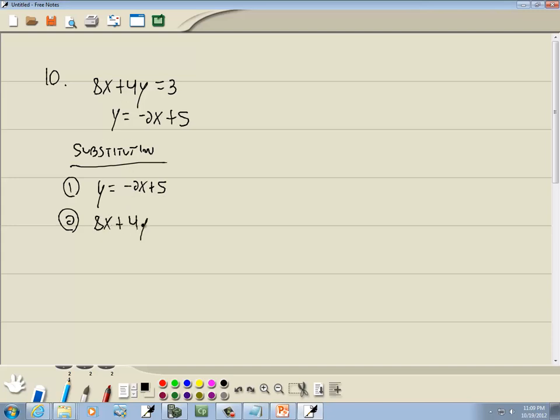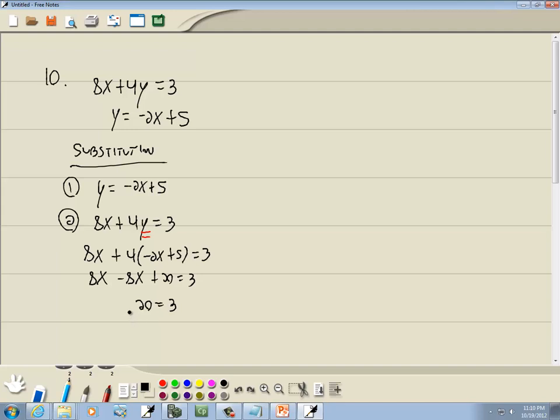So we got 8x plus 4y equals 3. We just said y is equal to negative 2x plus 5, so where this y is, I'm going to put in negative 2x plus 5. So we got 8x plus 4 times negative 2x plus 5 equals 3. 4 times negative 2x is negative 8x. 4 times 5 is 20 equals 3. Combine together like terms in any step. 8x minus 8x cancels. And you're left with 20 is equal to 3.